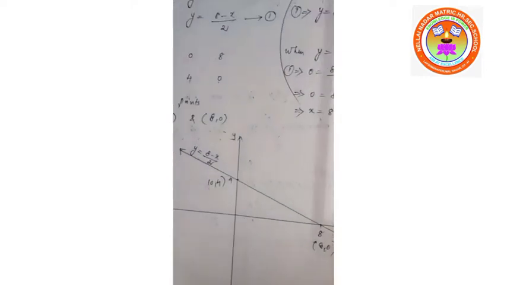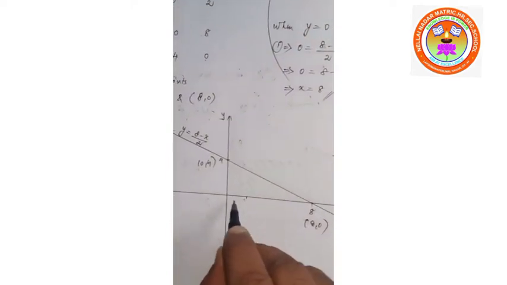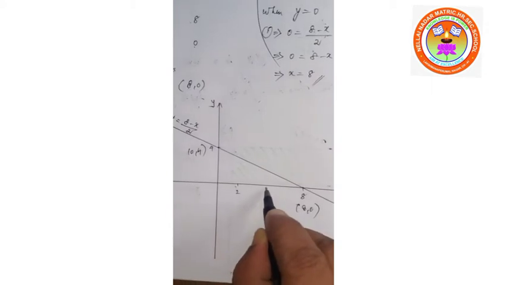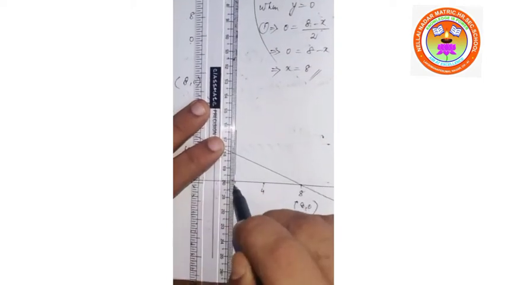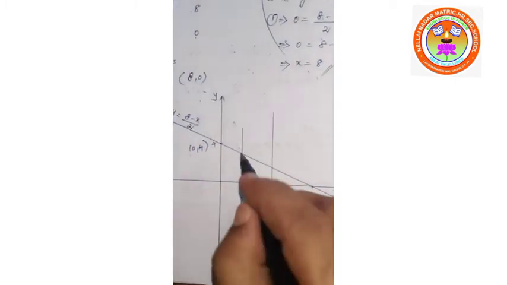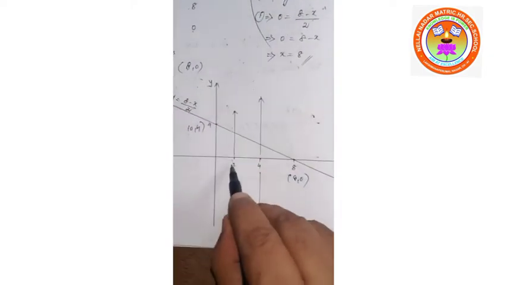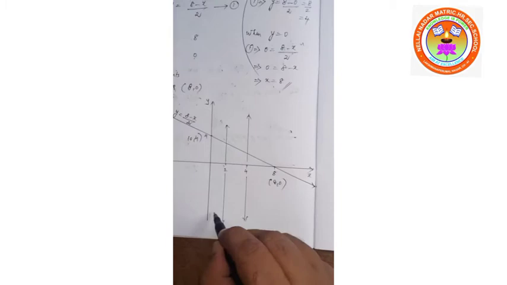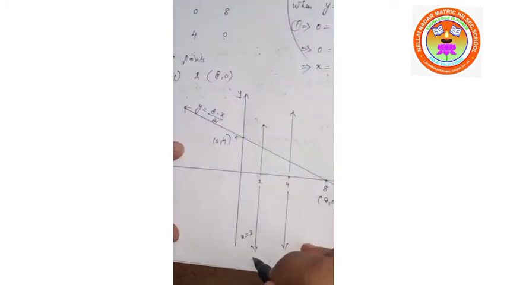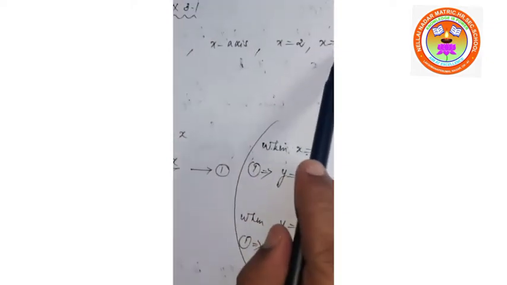Now what are the two lines given? x equals 2 and x equals 4. Here is 8, so we can take 2 anywhere between 0 and 8. I take 2 here and 4 here. Draw a line. This line is passing through which axis? The x-axis, and the value here is 2. That is the equation of the line x equals 2. Like that, the equation of the other line is x equals 4, as given.